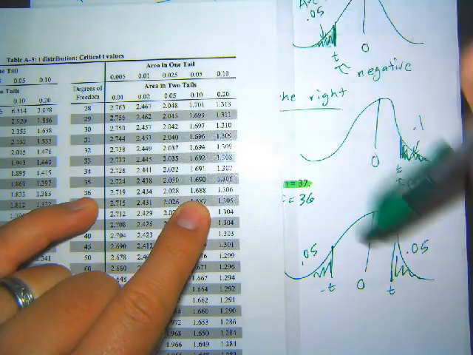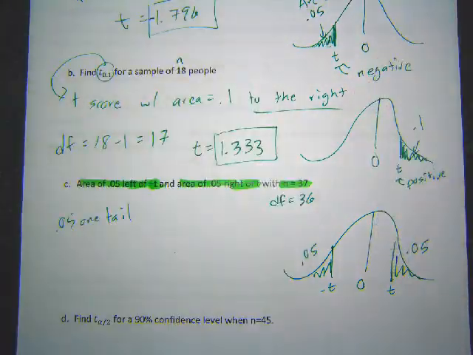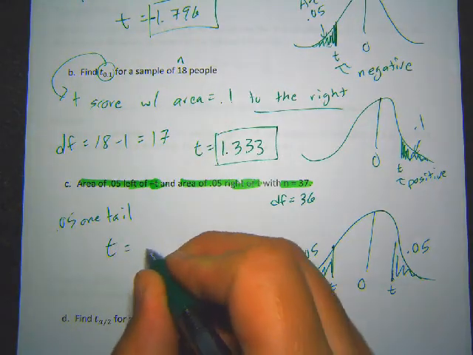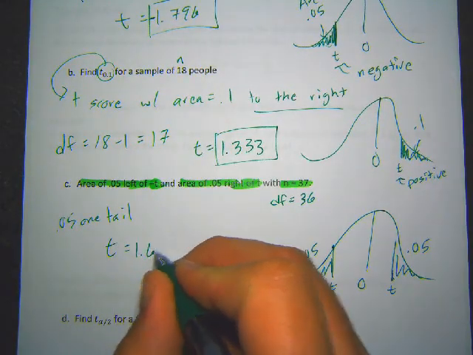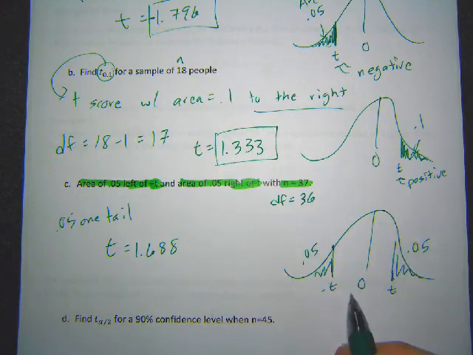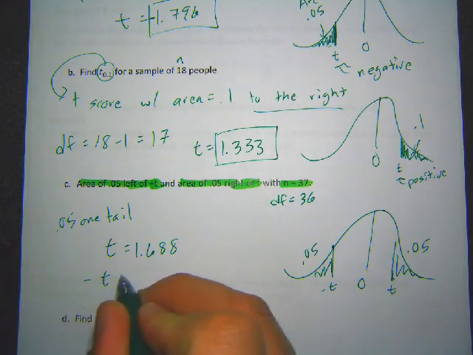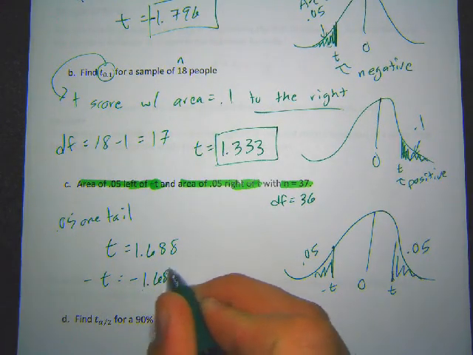and 0.05 in just the one tail. So t is 1.688. So what's negative t? Well, it's just the negative version, right? So negative t would be negative 1.688.